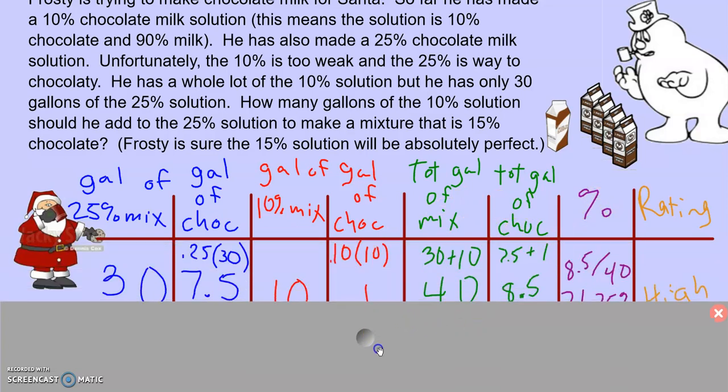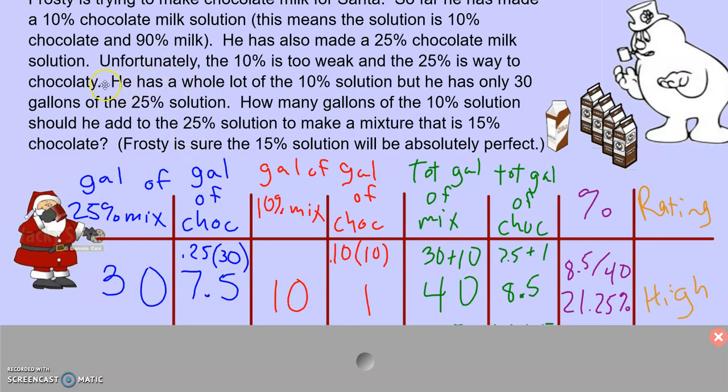So here's what that looks like. I start with 30 gallons of 25% because it says right here, I will have 30 gallons of 25% solution. That number is not going to change. That's going to be the same for every one of my guesses. Then I want to figure out how much of that is chocolate. Well, 25% of it is chocolate, so 25% of 30 is 7.5. This number will also not change. This will be the same for every one of my guesses.